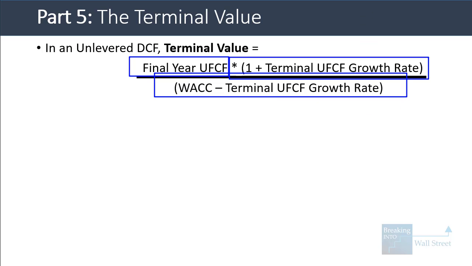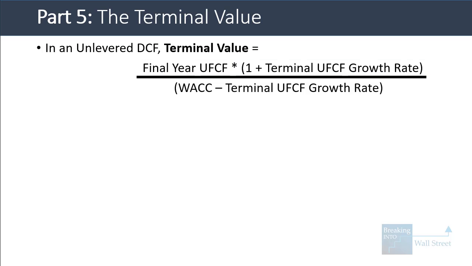So we're assuming that the growth rate stays the same between the last year of the explicit forecast period and every single year in the terminal period, and this is the approach you normally see used to calculate terminal value.